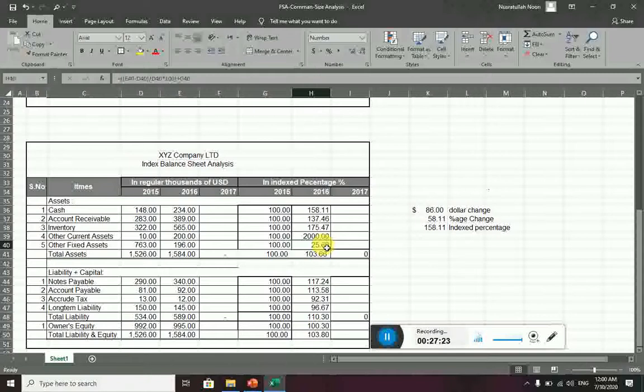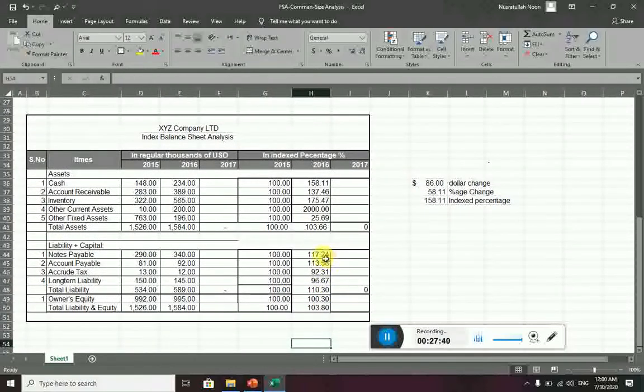Now other fixed assets 25% indexed percentage, and total assets 103.66 index percent. Same is the case here with the liability and capital portion. Same formula has been used. You can see same formula, and these are all the indexed percentages for different items of the balance sheet, right? Okay, hope you understood.